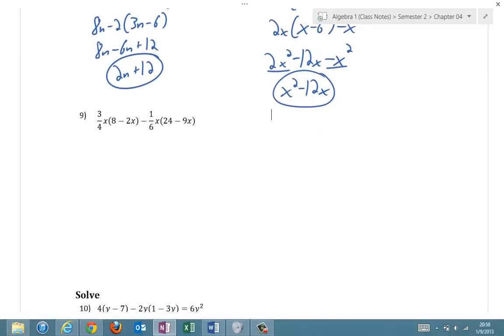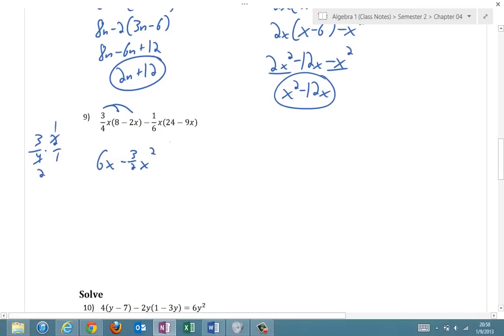Number 9. 3/4 times 8 is 8 divided by 4, but then times 3, so that's 6, 6x. Then 3/4 times 2 is going to be, well, if we do it off to the side here, 3/4 times 2 over 1, cancel, and I get 3/2. So minus 3/2 x squared.